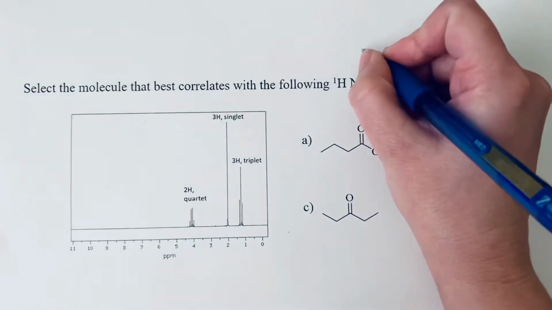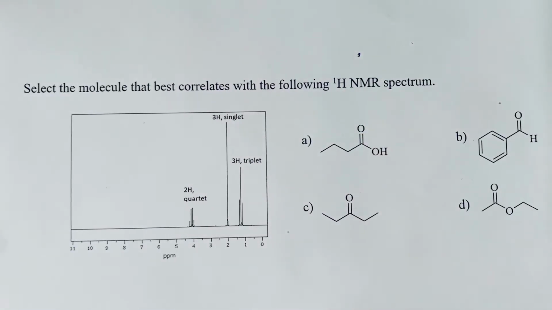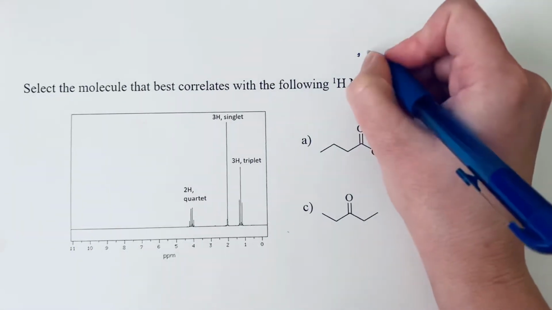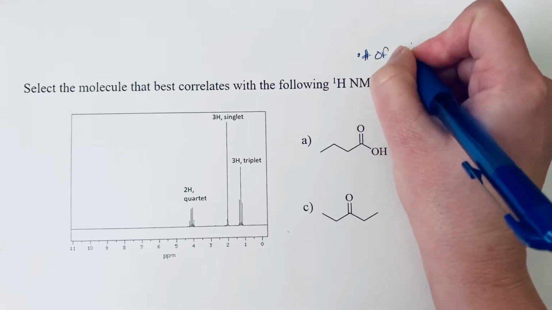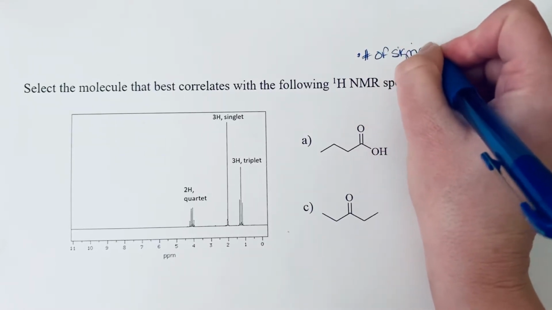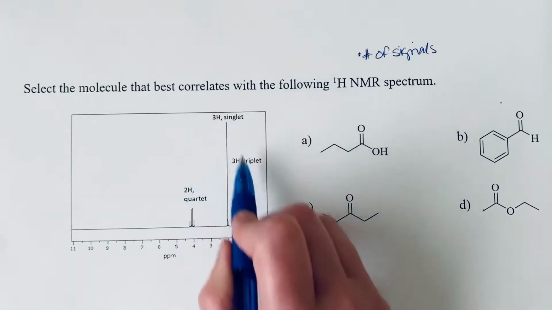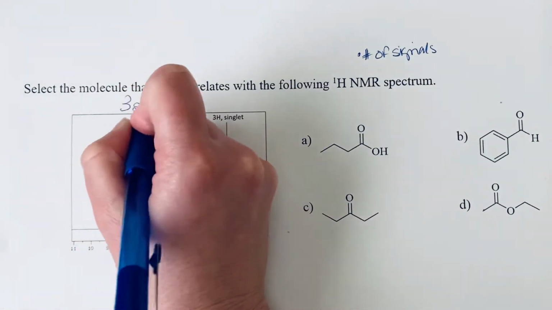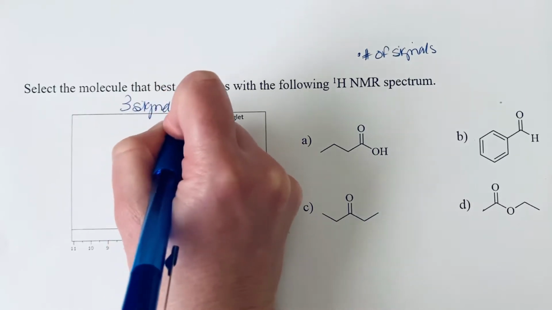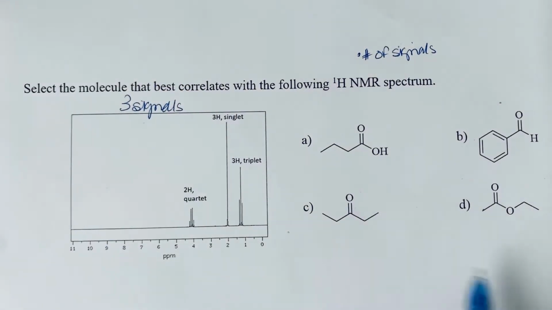So the key piece of information that we're looking at from a proton NMR is the number of signals. And I would say it's worth checking the number of signals first here to see if it correlates with what we would expect to see in each of these NMR spectra. So here we see we have 1, 2, 3 signals. It's very possible that only one of these molecules would give us 3 signals in the proton NMR, and then we would pretty much be done.